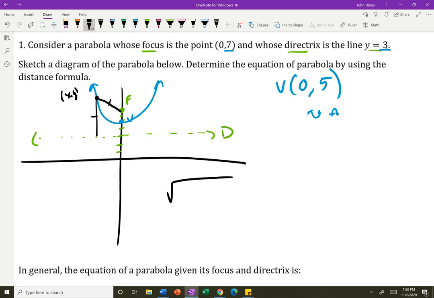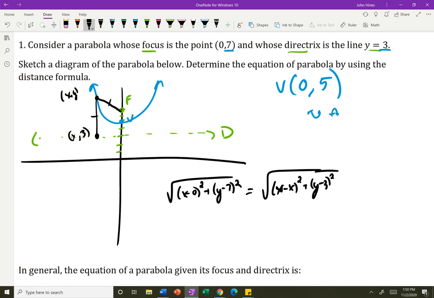So I have the square root of (x minus 0) squared plus (y minus 7) squared. That's this distance here, parabola to focus, equals... well, I've got to figure out what point this is. I know it has a y value of 3, but I don't know the x value. So it's the square root of (x minus x) squared plus (y minus 3) squared. The square roots go away. So x squared plus, make a box.